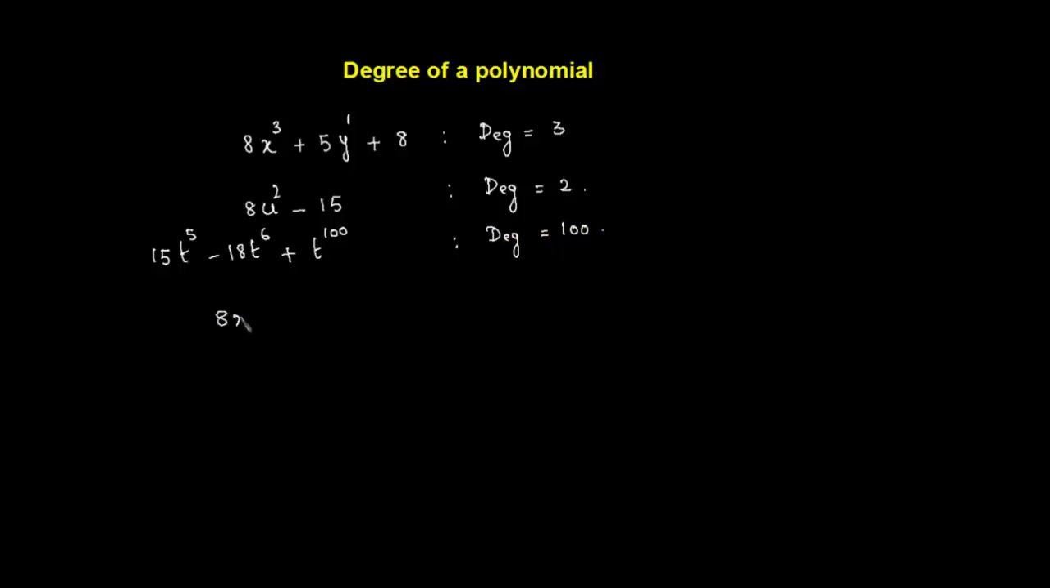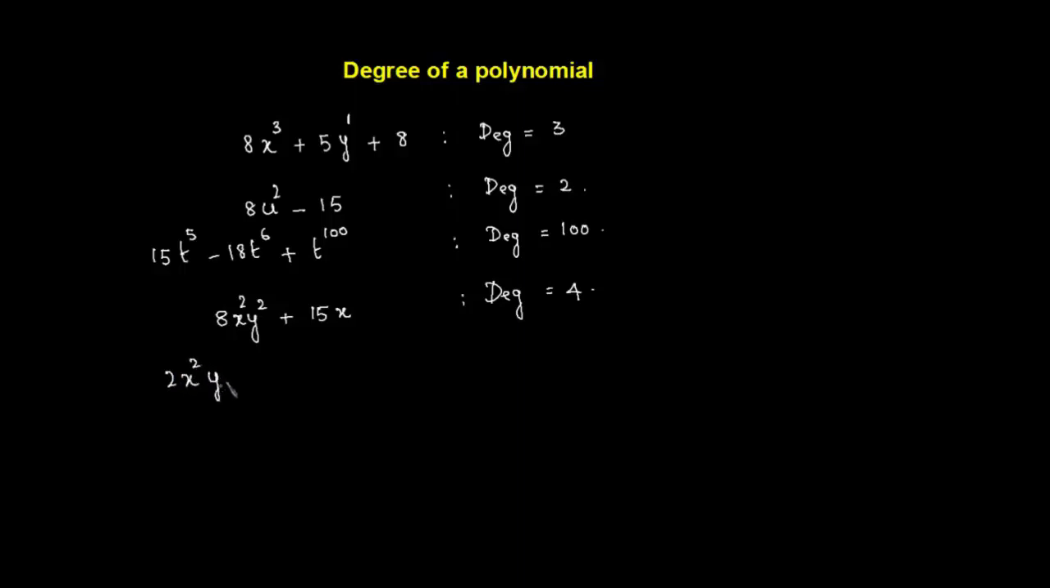Now consider 8x square y square plus 15x. Here you can see that there are two variables x and y, and x has been raised to the power 2 and y has been raised to the power 2, and this is a single term. So the degree of this term will be 2 plus 2, which is 4. So here the degree is 4. So if the variables occur together, then you have to add up the degrees of the individual variables. Let's see another example.